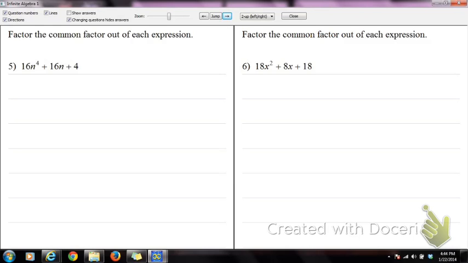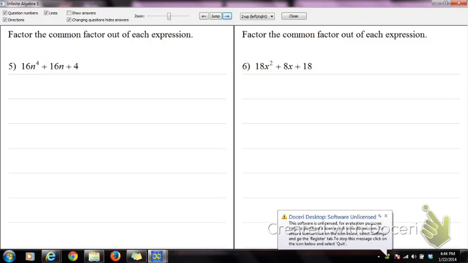We are also going to learn about factoring out the greatest common factor. In this case, we don't have parentheses, but we're going to create parentheses by factoring out the biggest number and the biggest letter that goes into everything. We have 16n to the fourth and 16n and 4. Let's look at our smallest number, 4. Since 4 goes into 16 and 16, we're going to go ahead and factor out a 4.